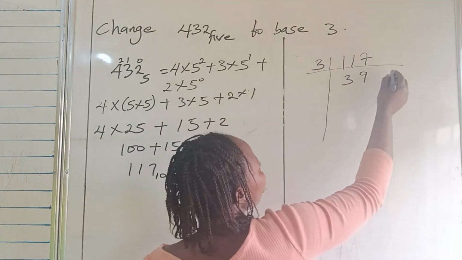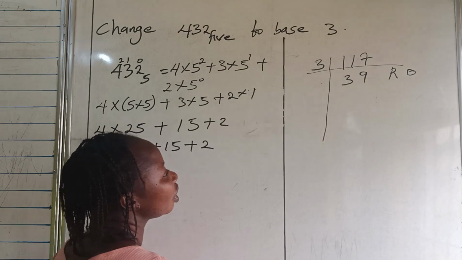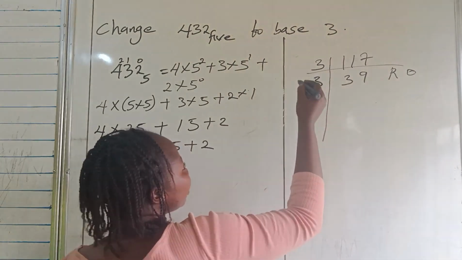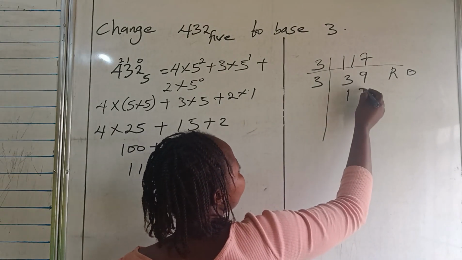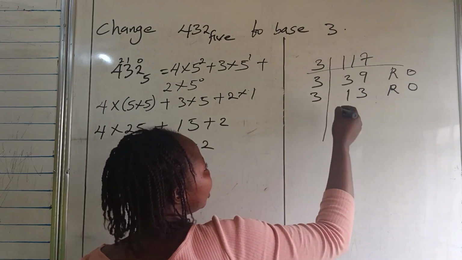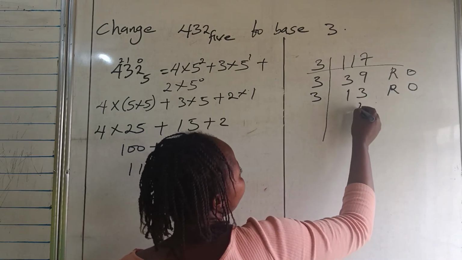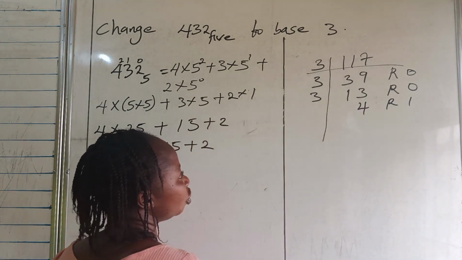So we are left with nothing. The remainder we have there is 0. So we have remainder of 0. And we have 3. 3 dividing 9 is 3. The remainder is also 0. Then we use 3 again. 3 dividing 13, that is 4, for remainder 1, because 3 times 4 will give us 12.